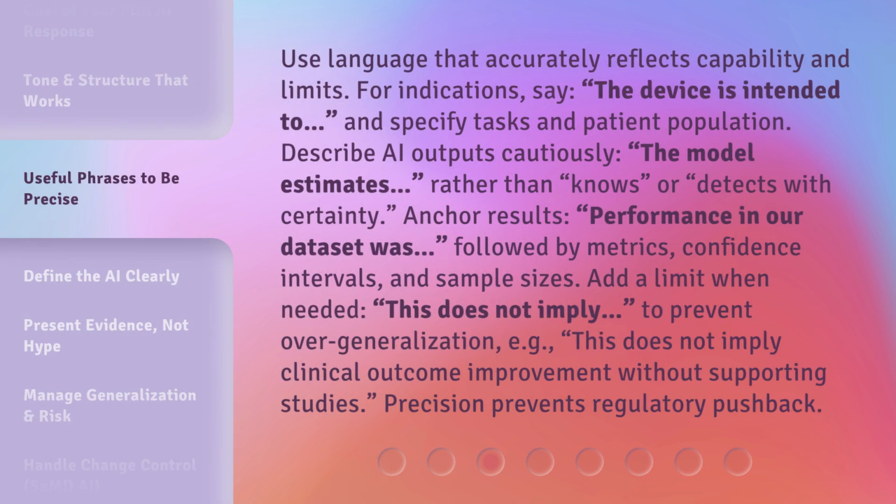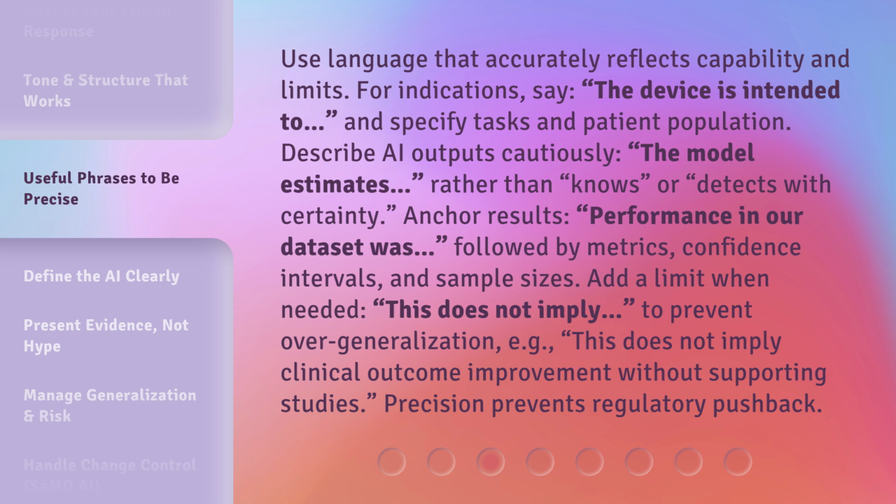Use language that accurately reflects capability and limits. For indications, say, "The device is intended to," and specify tasks and patient population. Describe AI outputs cautiously. The model estimates, rather than knows, or detects with certainty. Anchor results. "Performance in our data set was," followed by metrics, confidence intervals, and sample sizes.